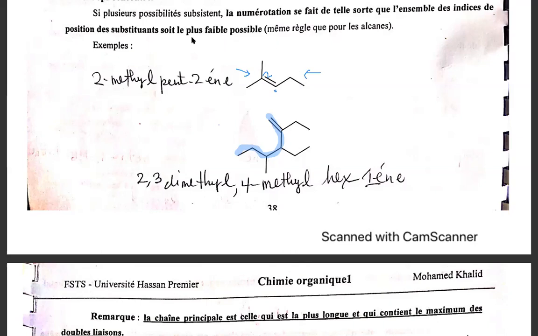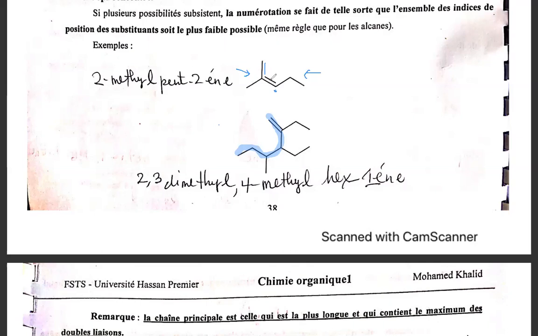If the double liaison was found here, if it was found there, if it was found here, like that, and not in this position, it's automatic that we start counting from here. We don't even have to look at the substituent, we start counting from here.